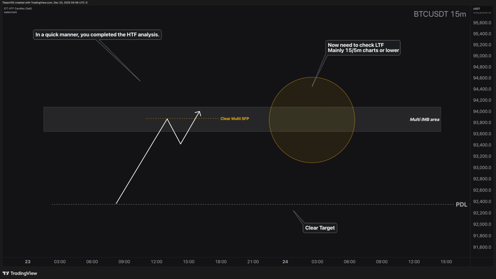After that, the rest is just checking the same point of interest area on the lower time frames like the 15-minute or 5-minute charts or even lower if you want. What we do here is not rocket science at all. Inside our point of interest area, the POI area, we wait to see if the structure turns bearish and starts falling to take out the previous day low or something similar. I really hope this is very clear and easy to understand for you.